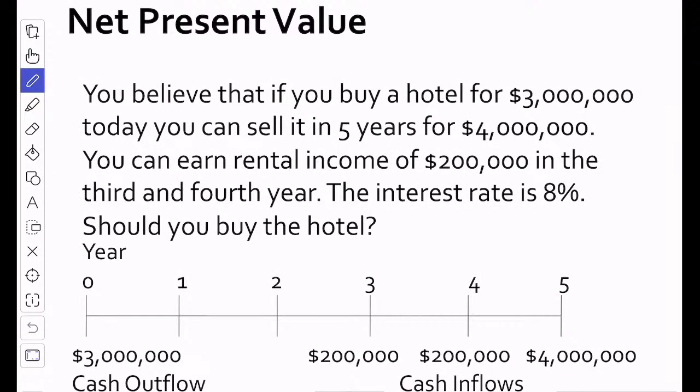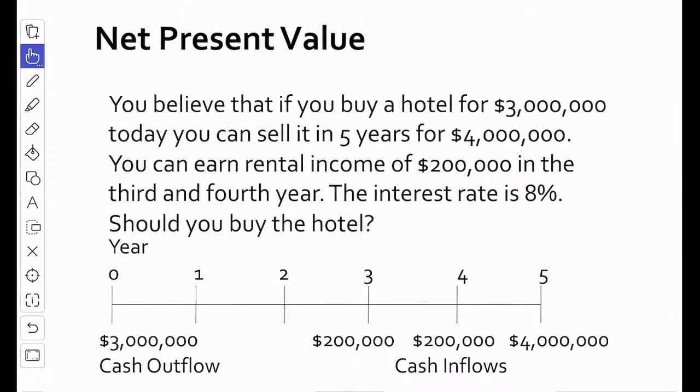So let's see, what if we modify the problem to see if the investment will be worth it? What if we don't plan on just sitting on the property and not doing anything with it? Let's rent it. We have an asset we can rent and earn revenue. We're going to buy the hotel for $3 million and sell it in 5 years for $4 million. That's the market value in 5 years. It's just a guess; we don't know for sure, but that's what we believe to be true, and based on that, we make our calculations. In the meantime, you can earn rental income of $200,000, we estimate.